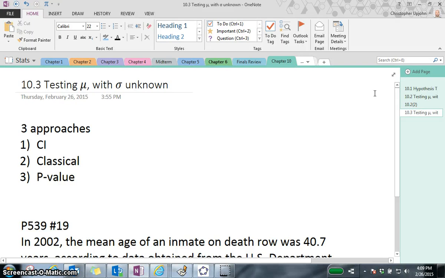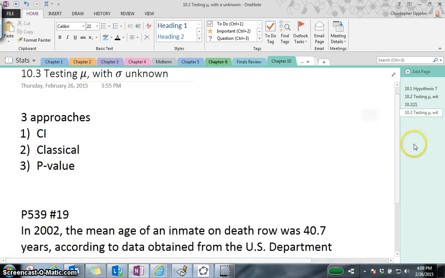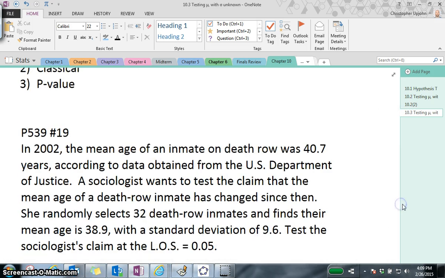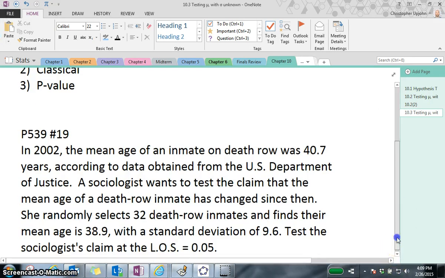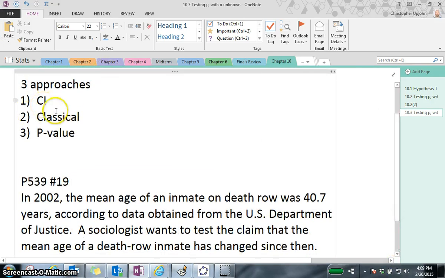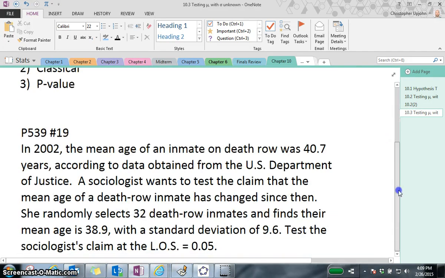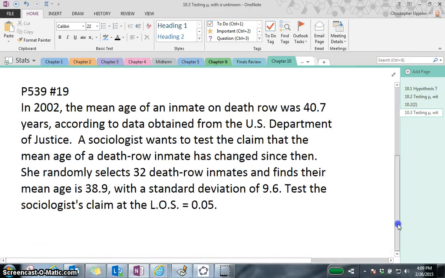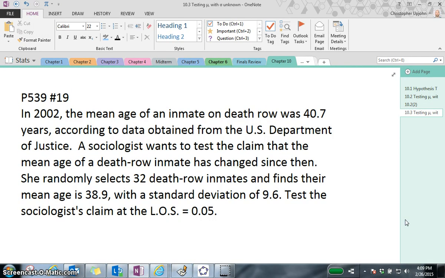All right, so this is how we do testing mu with sigma unknown. Since we don't know sigma and we're testing our mean, we have to use our t distribution. So we're going to look at the three methods: confidence intervals, classical method, and the p-value. This is, again, the way you're going to do your case study. I'm going to do number 19 on page 539.